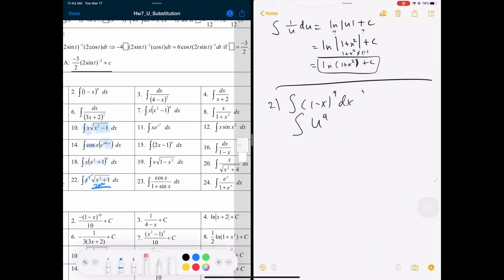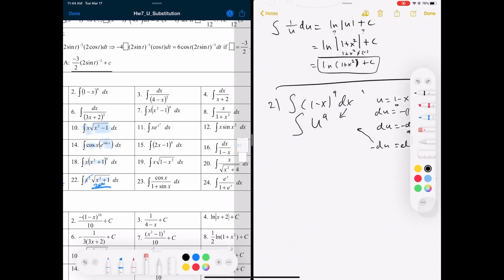Integral. I'm not going to write the dx right away. I'm going to just write on the side. u is equal to 1 minus x, du is equal to 0 minus 1 dx, or du is equal to negative dx. So try to get dx alone. dx is equal to negative du. And that's what we're going to write here. Negative. All right, change the color so you guys can see it a little better. This is a negative du.